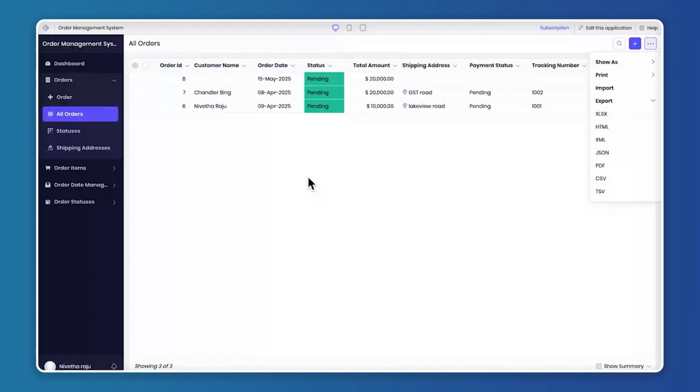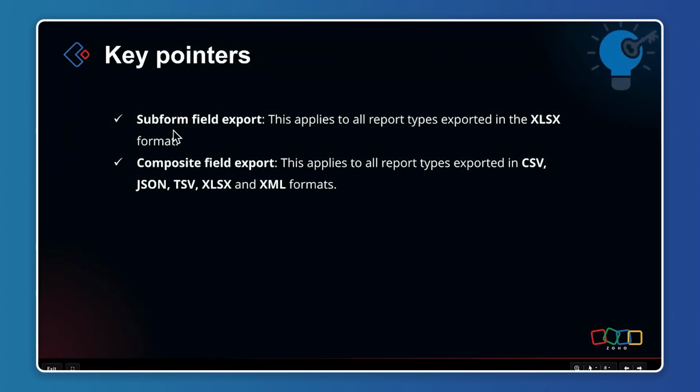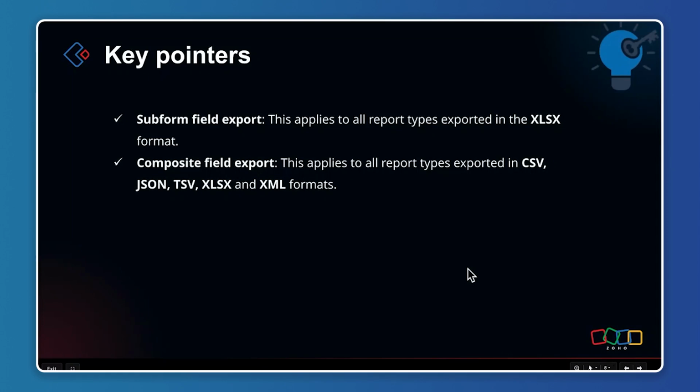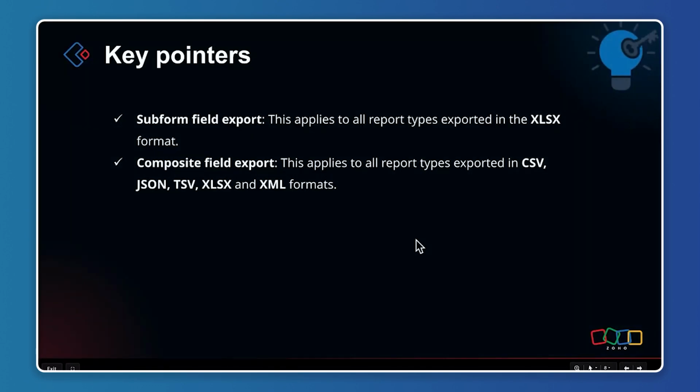So this is one enhancement that I would like to show in today's session. And let's talk about the key pointers for this particular customization. As I mentioned, for the subform field export, this is going to apply to all report types that are exported in the Excel XLSX format. So whatever the report type is, if you have the subform field in that form, you can export the data only in the Excel XLSX format, and only in that format you can go ahead and do the customizations. Whereas the composite field export applies to all report types exported in CSV, JSON, TSV, Excel XLSX, and XML formats, right?